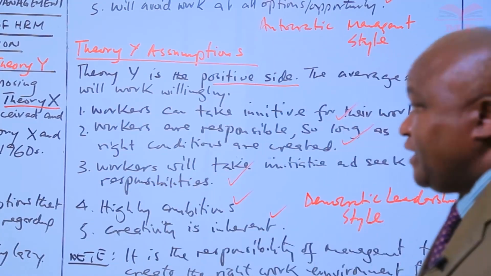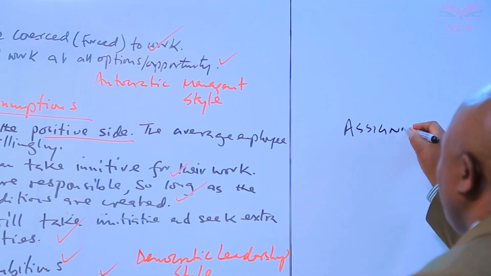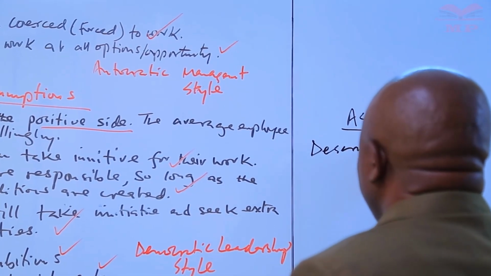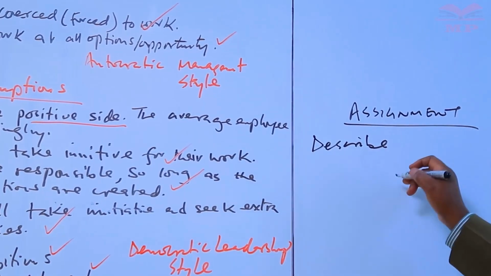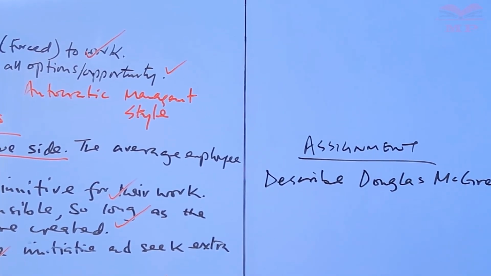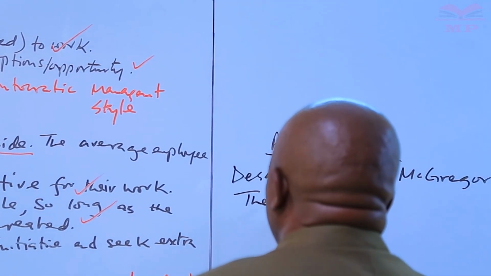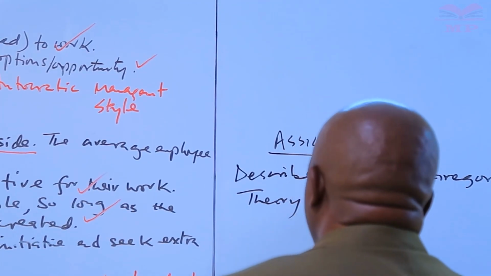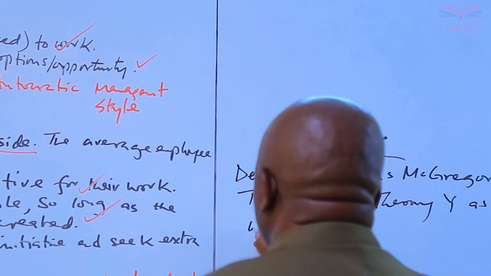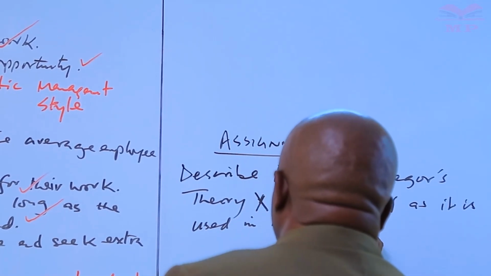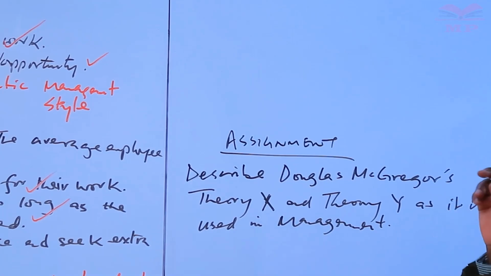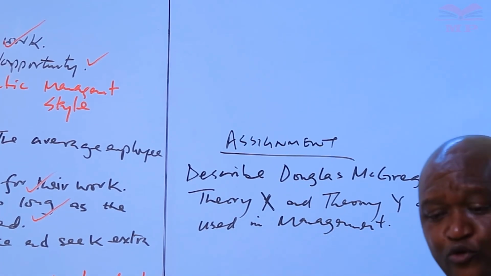So Lana, before we finish, I want to leave you with an assignment. Your assignment for the lesson today is: describe Douglas McGregor's theory X and theory Y as it is used in management. So Lana, this is your assignment. Describe Douglas McGregor's theory X and theory Y as it is used in management.